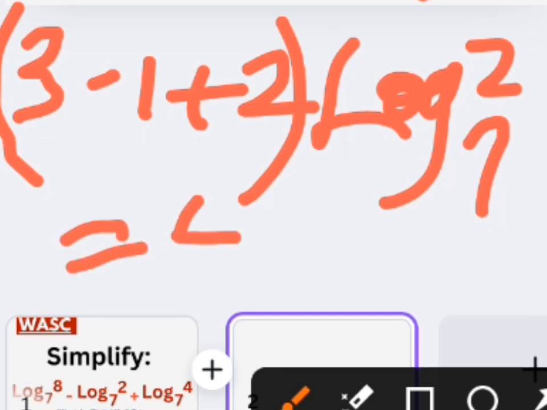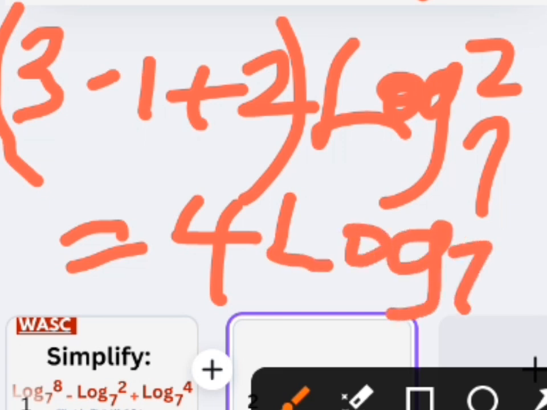So the final answer will be 4 log 2 base 7. That's exactly what it is. So this is the answer to this question. Very, very simple. The whole of this thing, having simplified it, is log 7 of 2 raised to the power 3, minus log 7 of 2 raised to the power 1, plus log 7 of 2 raised to the power 2. By the time you simplify it, you are going to have 4 log 2 base 7. And that's the final answer.